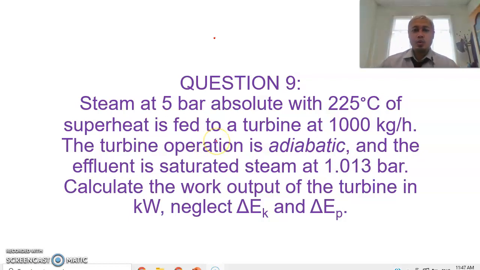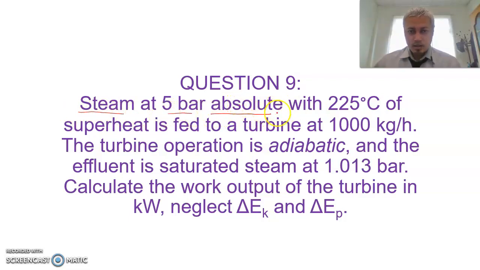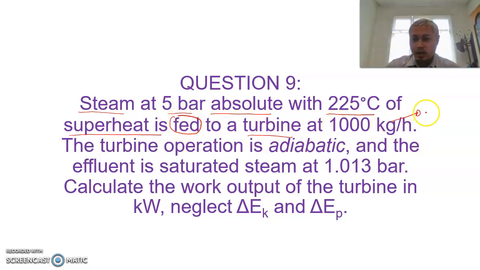Okay, so let's start. The question is, this is question number 9. Steam at 5 bar absolute with 2 to 5 degrees C of superheat is fed to a turbine at 1000 kg per hour. So we know that we have steam at 5 bar absolute. What does it mean? We'll look at it later on. Then 2 to 5 degrees C of superheat is fed. So this is the feed of the turbine, and this is the mass flow rate, right?